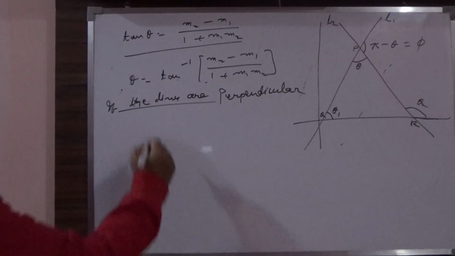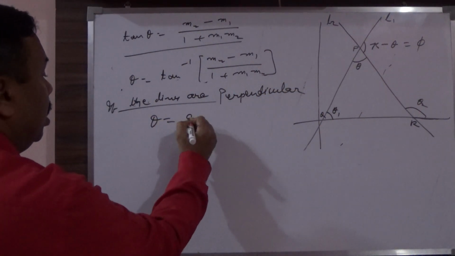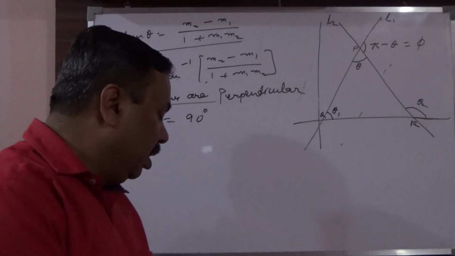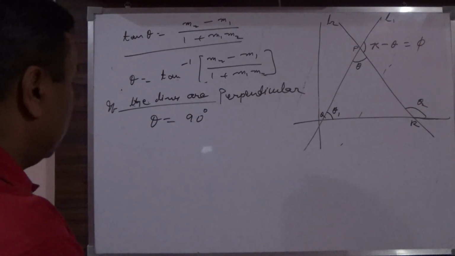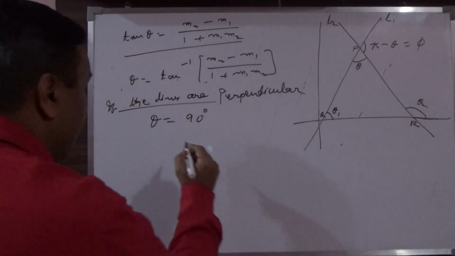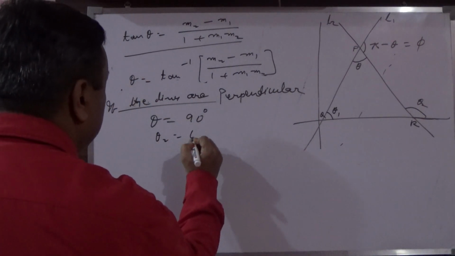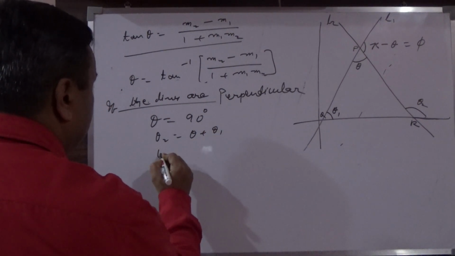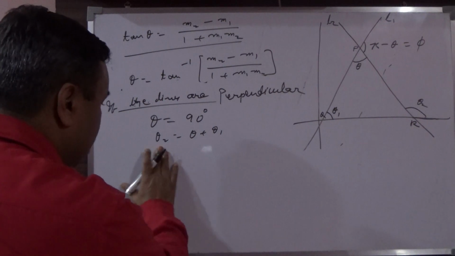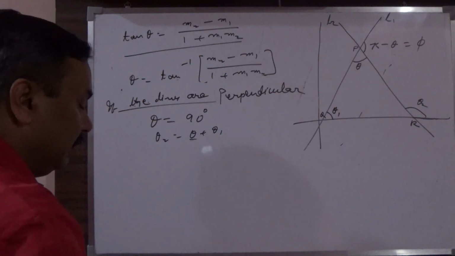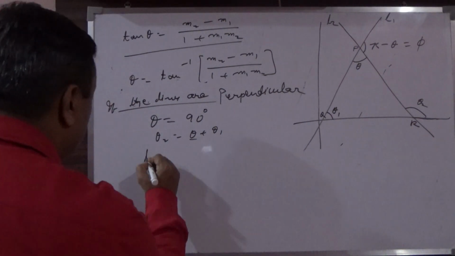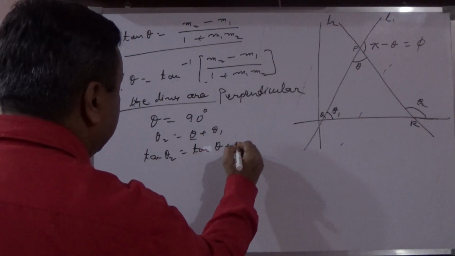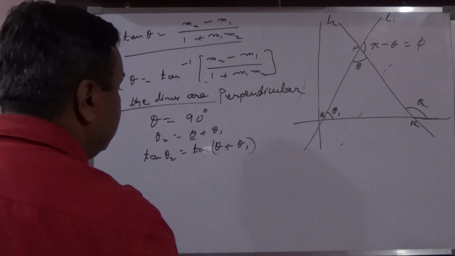Perpendicular means your theta is equal to 90 degrees. So as I have told you, theta 2 was equal to theta plus theta 1. If this is 90 degrees, then tan theta 2 will be equal to tan of theta plus theta 1.